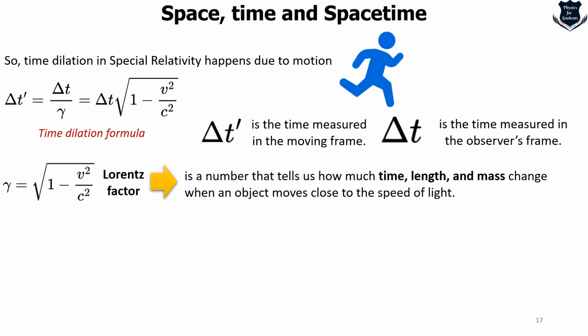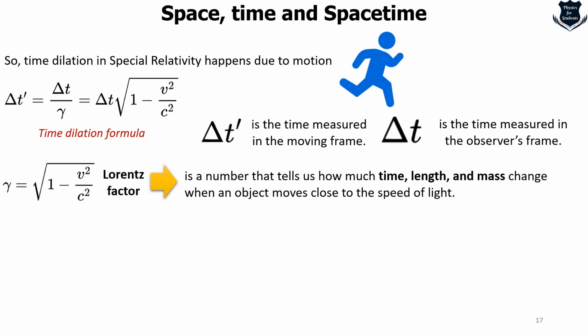In very simple language, you can say it is a number that tells how much time, length and mass change when an object moves close to the speed of light. Now, there can be numerous mathematical calculations in terms of the Lorentz factor, and I also have made a video on the mathematics of special relativity, with a few exam questions and answers, but that is different.